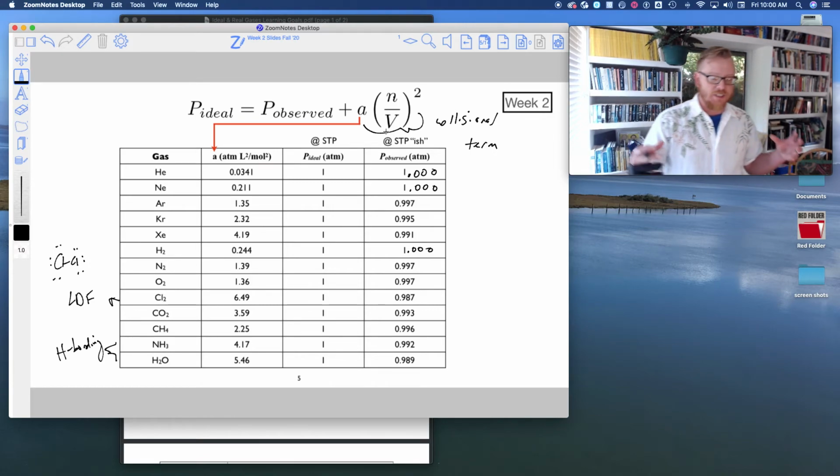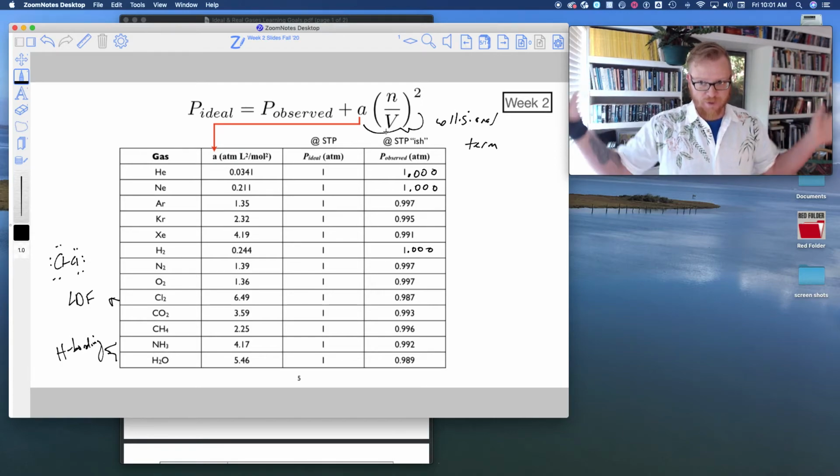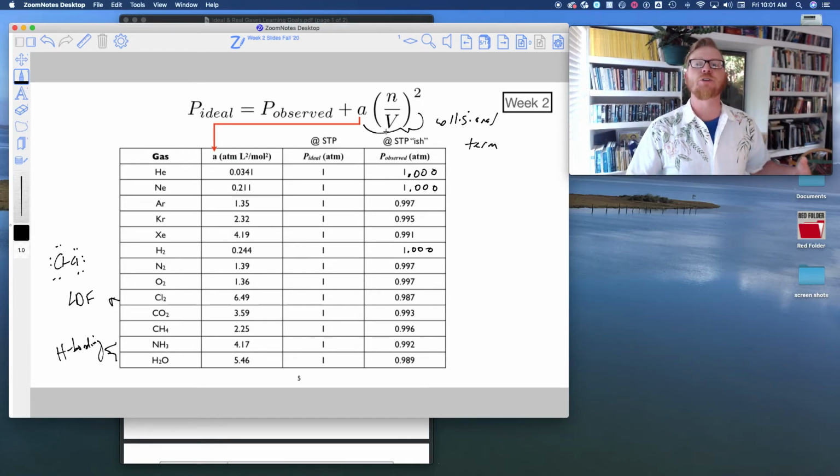So as you force these molecules to get closer and closer together, either by making more of them, by putting more of them in a container, or shrinking the size of the container, they will have no choice but to get close to each other, start to interact, attract each other, and reduce their collisions with the outside container, thereby reducing the observed pressure. Okay?